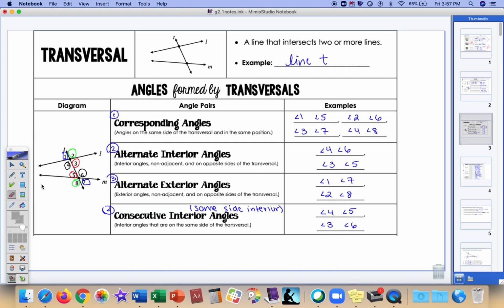And now there's something this paper calls consecutive interior angles, but our book is going to call them same side interior angles, and I like that anyway. I think it's clearer. Same side, and they're on the interior. So 3 and 6 are on the same side of the transversal, and they're on the interior. Those are same side interior angles, or consecutive interior angles. And then 4 and 5, same thing. 4 and 5 are on the same side of the transversal, and they are on the interior.